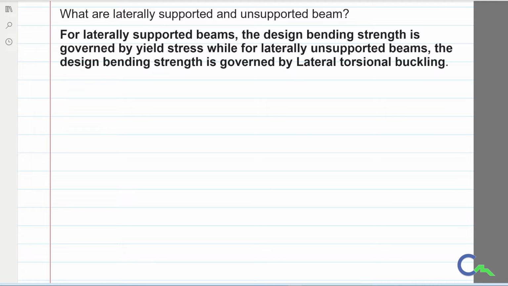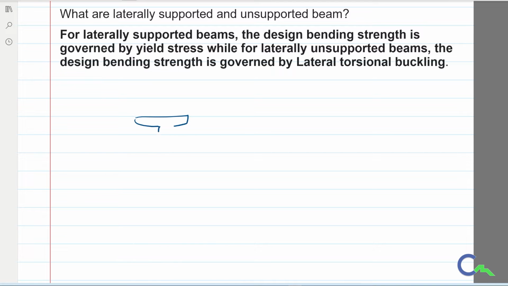Hello everyone. In this video tutorial, let us discuss some of the problems related to beam design. Before starting with any problems, let us see what is a laterally supported and unsupported beam. For a laterally supported beam, the design bending strength is governed by yield stress, while for a laterally unsupported beam, the design bending strength is governed by lateral torsional buckling.